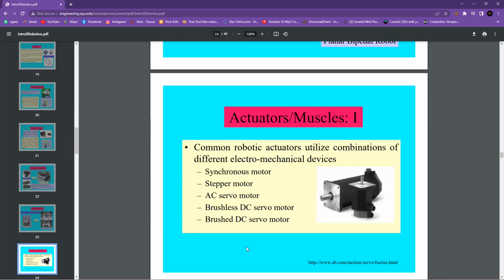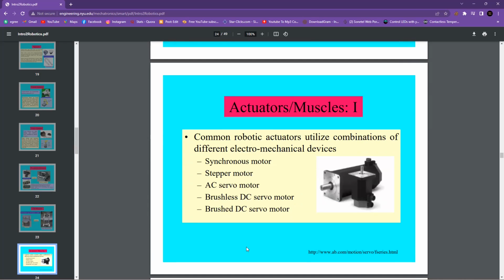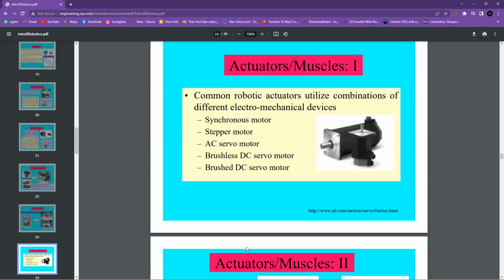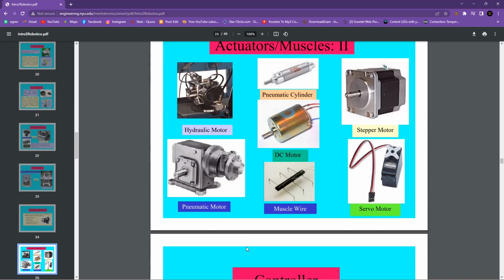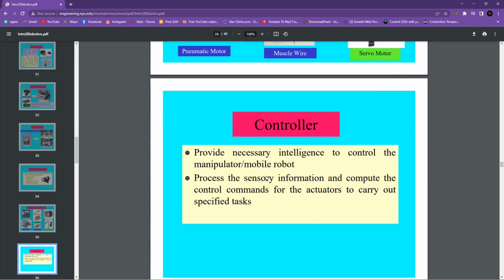We also have actuators. I've already spoken about the actuators. We have so many types of actuators, and I said those are the things that perform most of the actions. We have hydraulic motors, pneumatic motors, DC motors, stepper motors, servo motors, and muscle wire. Okay, so let's move on.